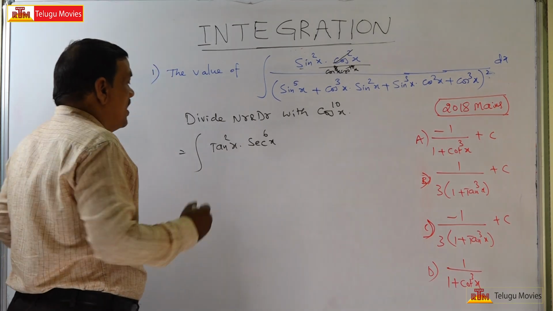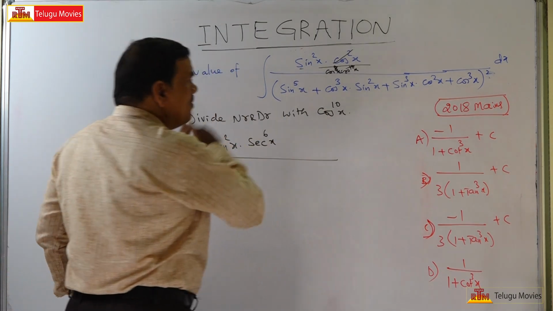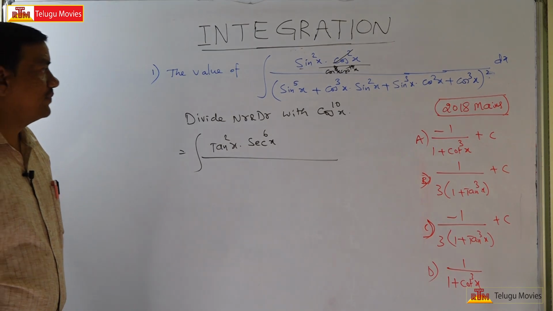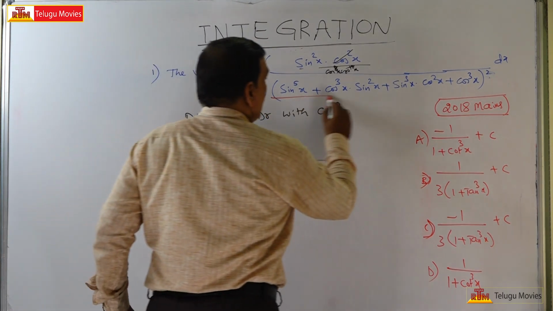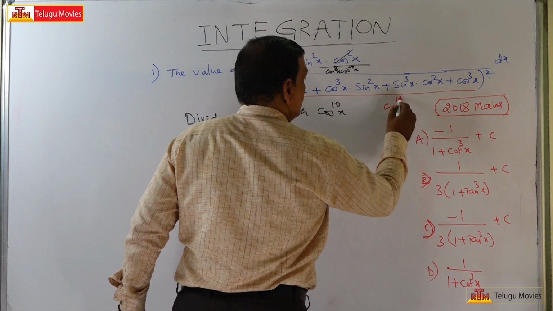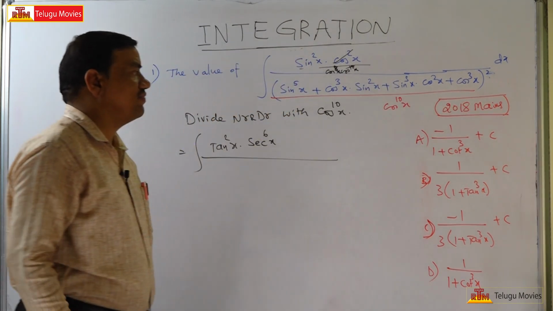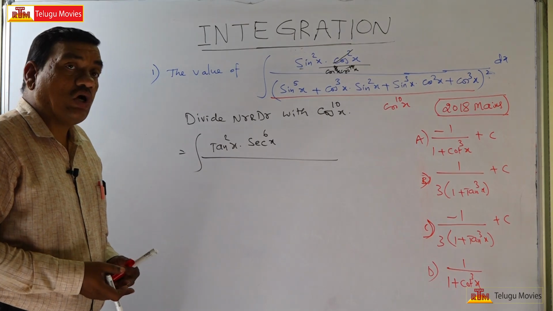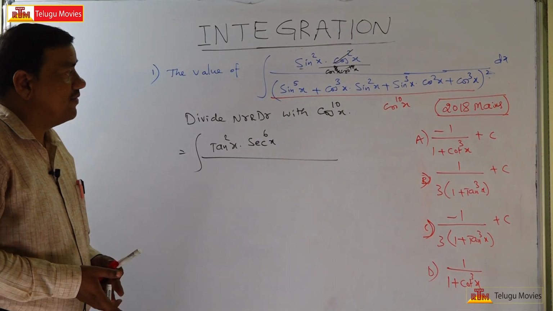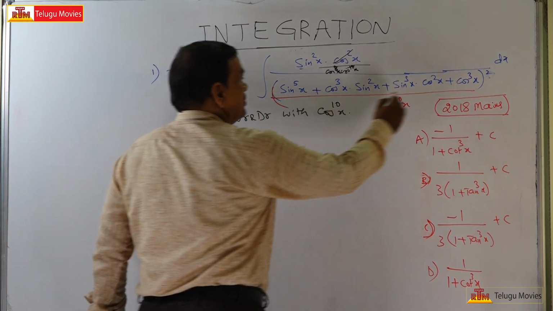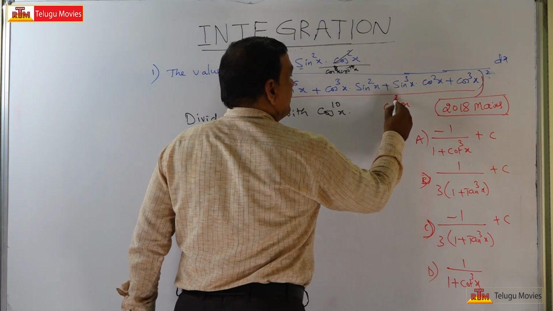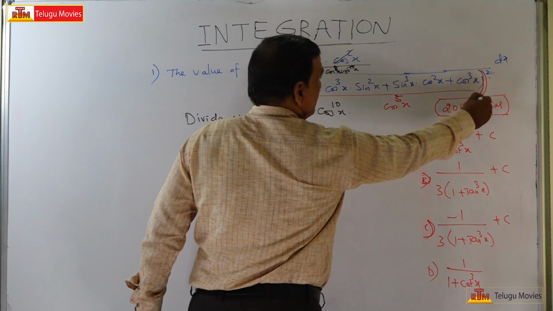Divided by, and the denominator is very, very important. If I divide this denominator also by cos to the power of 10x, when this cos to the power of 10x goes inside this bracket, then it will become 5, because already the whole square is there.